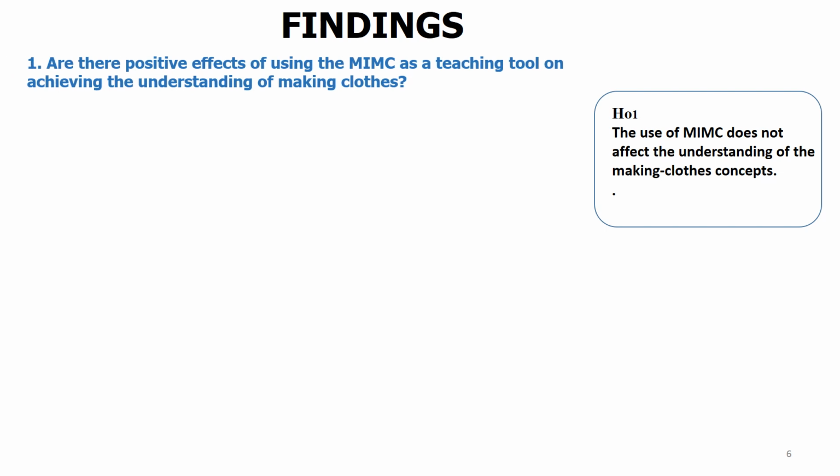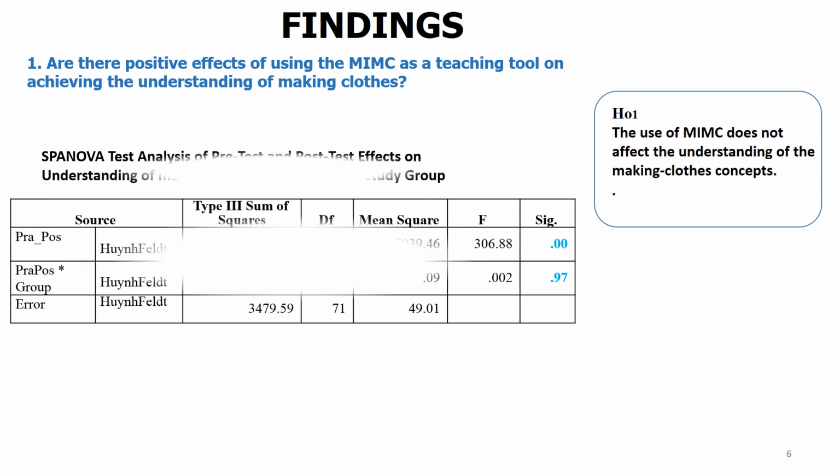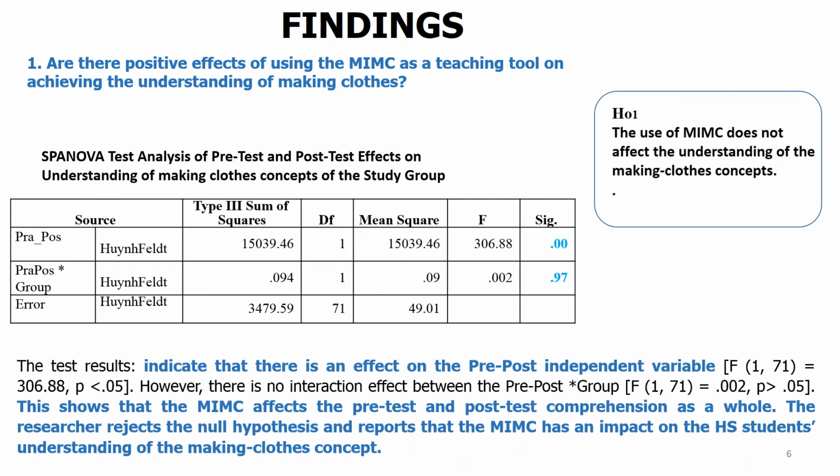Are there positive effects of using the multimedia interactive module as a teaching tool on achieving the understanding of making clothes? The test result indicates that there is an effect on the pre-post independent variable. This shows that the multimedia interactive module affects the pre-test and post-test comprehension as a whole. The researcher rejects the null hypothesis and reports that the multimedia interactive module has an impact on the home science students' understanding of the making clothes concept.